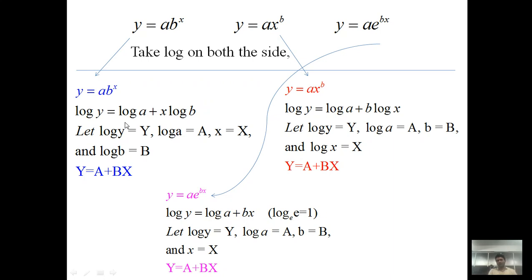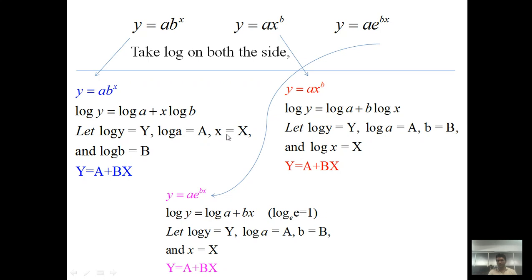Now for the sake of convenience, we assume small log y is equal to capital Y, log of a is equal to capital A, and small x is equal to capital X. Remember, small x and capital X are both the same, but just to maintain a proper uniqueness, we assign capital X as small x.